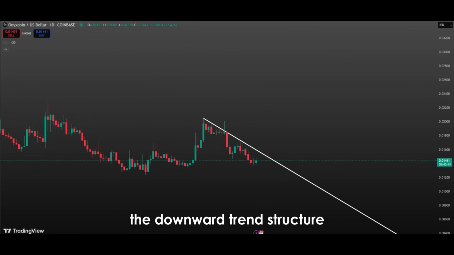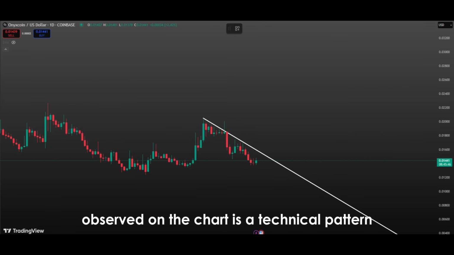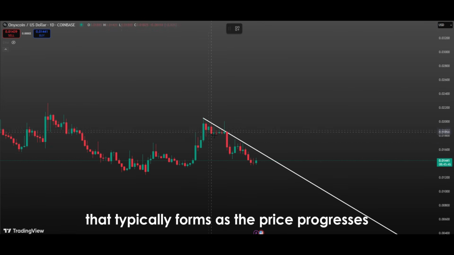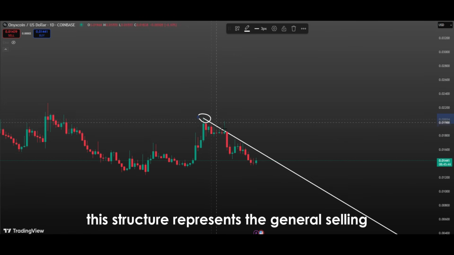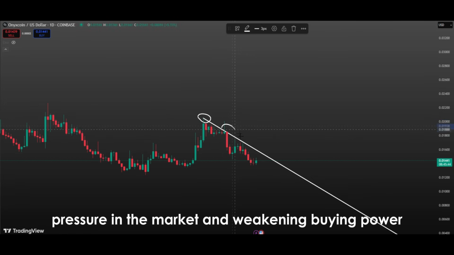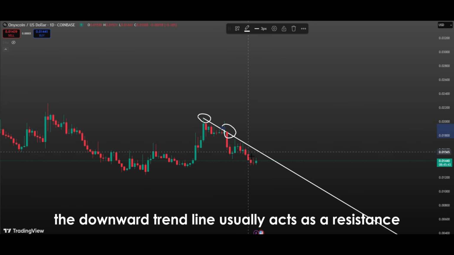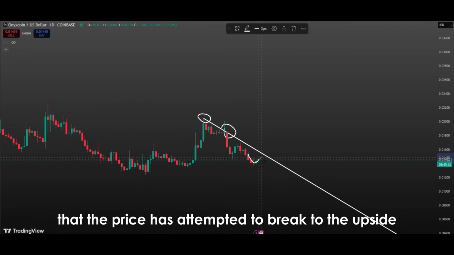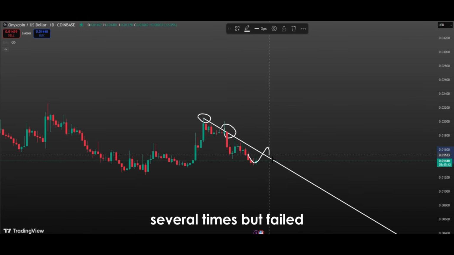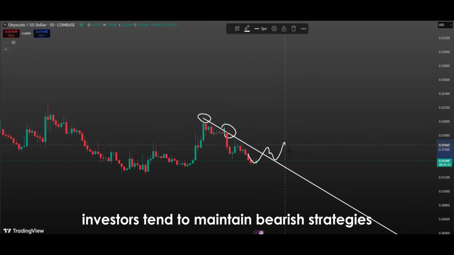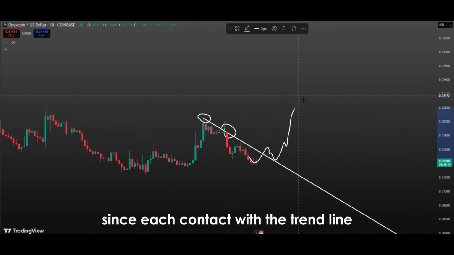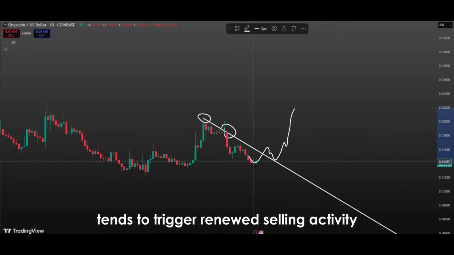The downward trend structure observed on the chart is a technical pattern that typically forms as the price progresses with lower highs and lower lows over a certain period. This structure represents the general selling pressure in the market and weakening buying power. The downward trend line usually acts as a resistance line that the price has attempted to break to the upside several times but failed. As long as this trend continues, investors tend to maintain bearish strategies, since each contact with the trend line tends to trigger renewed selling activity.